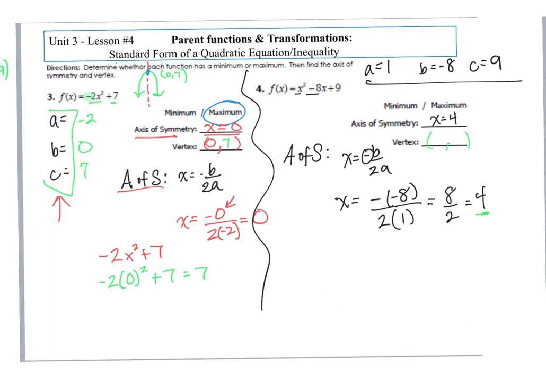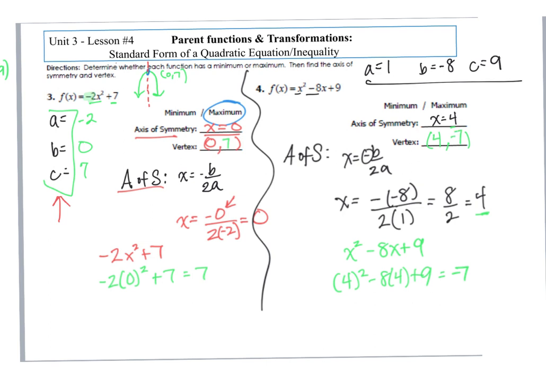Hey, that's quite a connection there, right? We have x squared minus 8x plus 9. So we have 4 in parentheses squared minus 8 times 4 plus 9, and that equals negative 7. So our vertex, the x value has to be 4. It matches the axis of symmetry value for x.